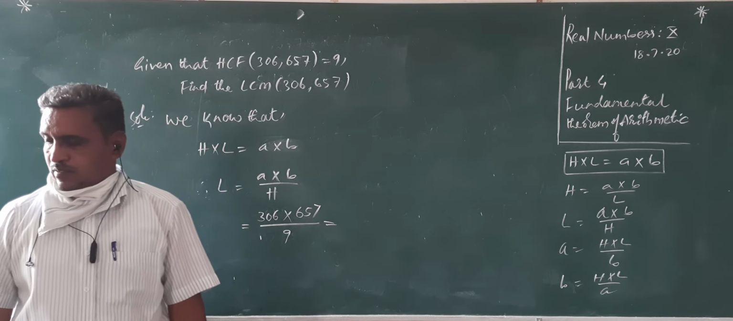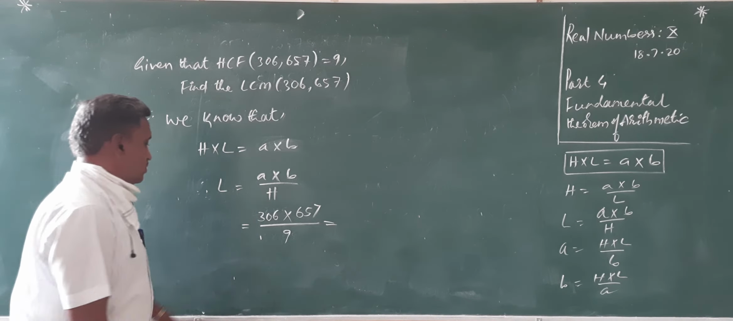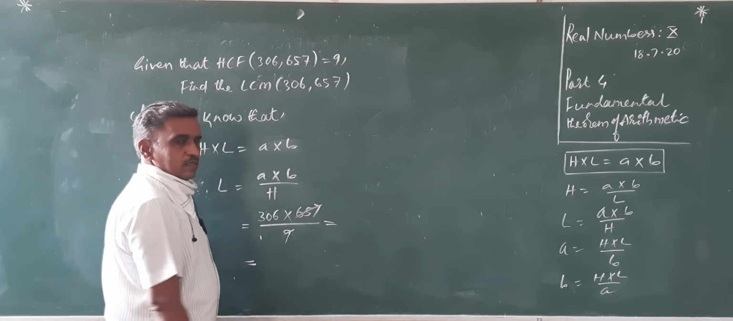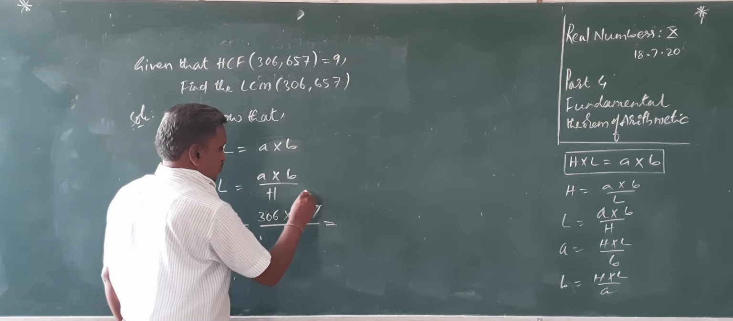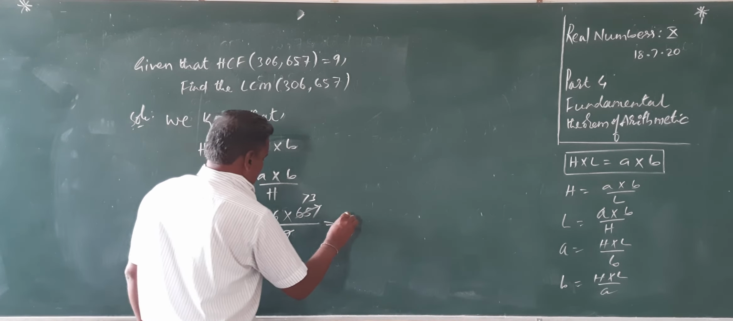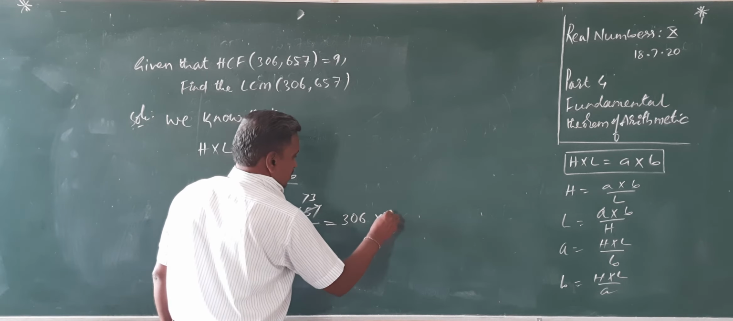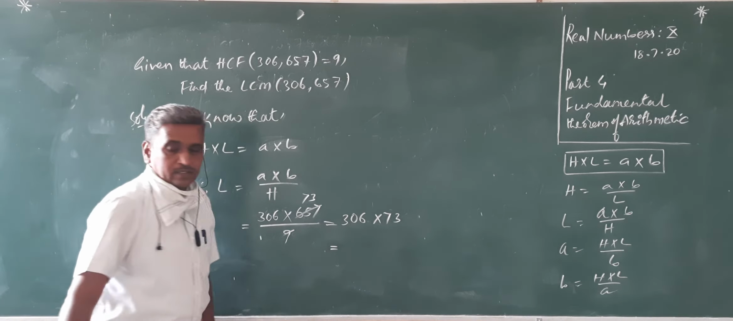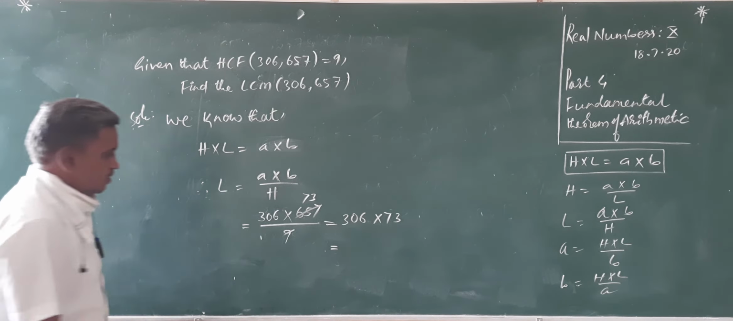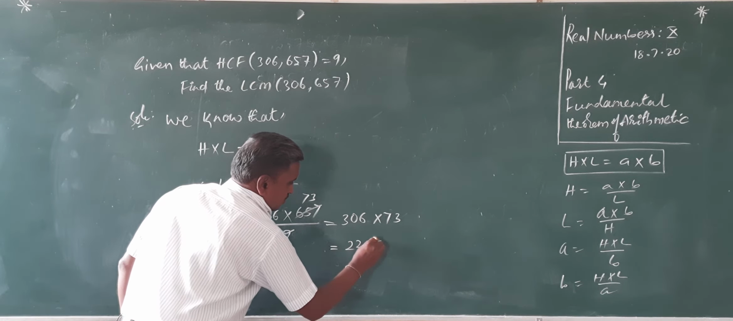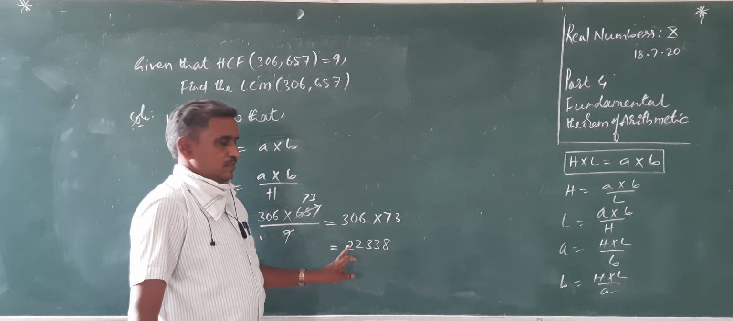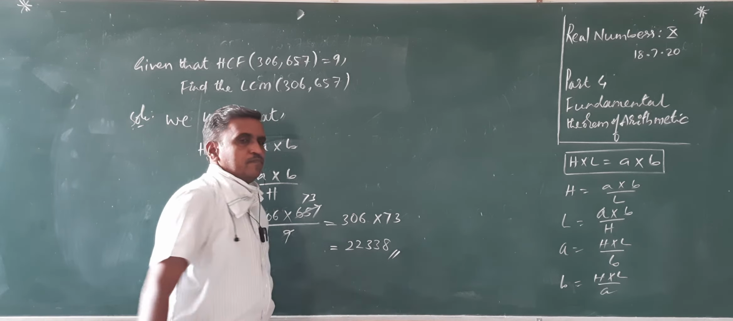It is a simple relation. Now the simplification is yours. It means 306 into 73 gives your answer. Do the multiplication. Here is the answer, which is the LCM.